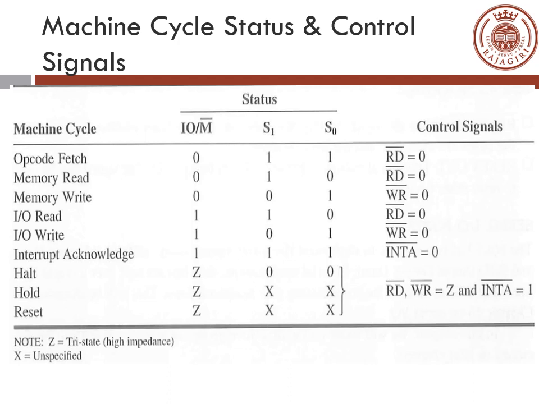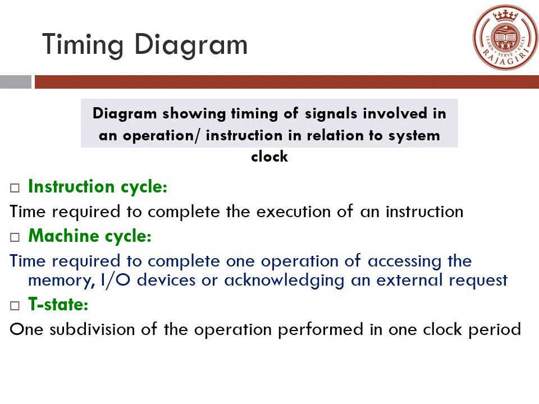Before we start with the machine cycle and timings, let's see the definitions of a few terms associated with it. Let's start with the timing diagram. Before we start the timing diagram, let's see the terms associated with it. The instruction cycle is the time required to complete the execution of an instruction. A particular instruction cycle will be made using a number of machine cycles, like opcode fetch, memory read, memory write, etc.